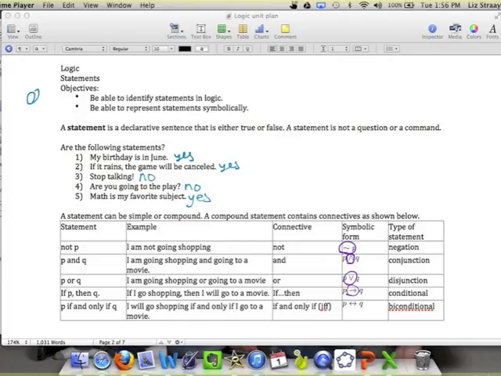And our last one is if and only if, which is called a biconditional, that it should be true in both directions. I will go shopping if and only if I go to a movie. We actually have a letter abbreviation for the phrase if and only if. We call it IFF because we're too lazy to write if and only if a lot. But our symbol notation for that is an arrow that points in both directions. If and only if, a biconditional statement, results in truth forward or backward.